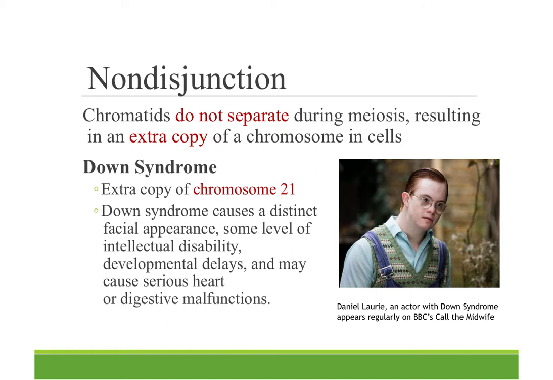The first type of chromosome mutation is known as non-disjunction. In non-disjunction, the chromatids, those replicated copies of the same chromosome, do not separate during meiosis, which is cell division when you're creating the gametes. And so you end up with an extra copy of a chromosome in the cells. Probably the most familiar form of non-disjunction mutation is Down syndrome, where a person ends up with an extra copy of chromosome 21, so they would have 47 chromosomes instead of 46.